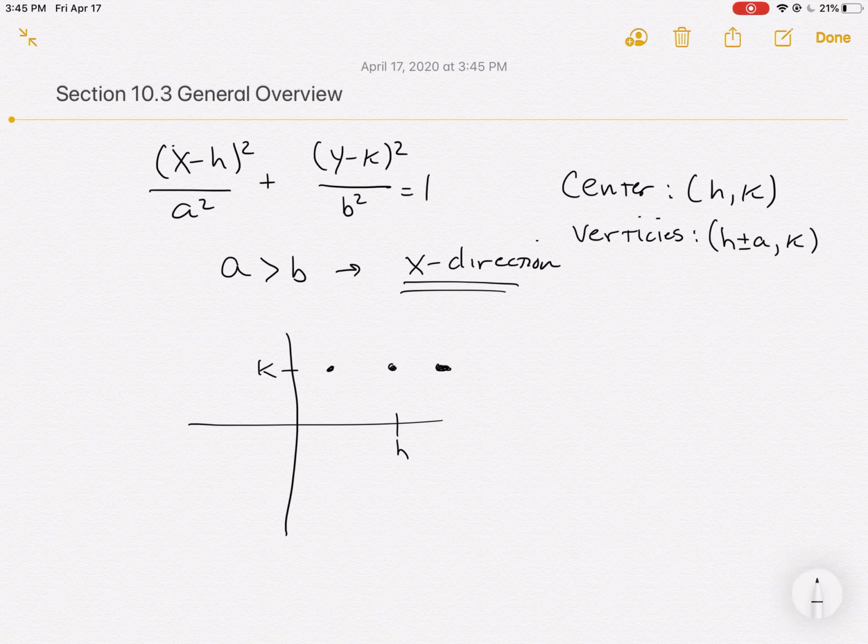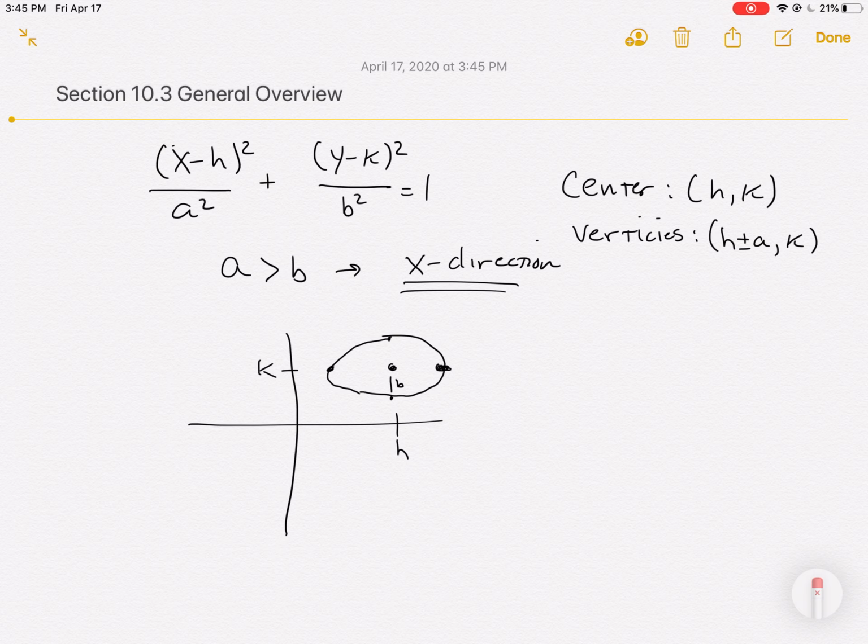Well, these vertices are where the ellipse is going through. Now remember, B is shorter. So the distance from here to here is A. The distance from here to here is A. The distance down is B. But B's not along what they call the major axis. So they don't really identify that other than in the graphing. So the vertices are always that A away.